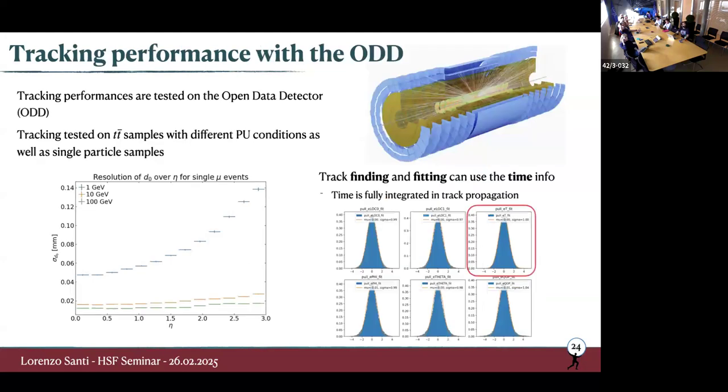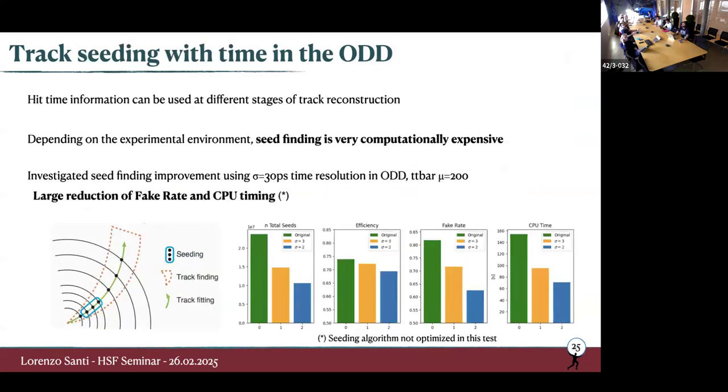process. About the tracking performance, I want to show the tracking performance with the open data detector. On the left plot, you can see the track resolution on single muon events and how it changes for different pT of the muons. And on the right plot, you can see that we are able to use the timing information for the finding and the fitting. Here you can see the pull. The red box is the pull for the time fitting.